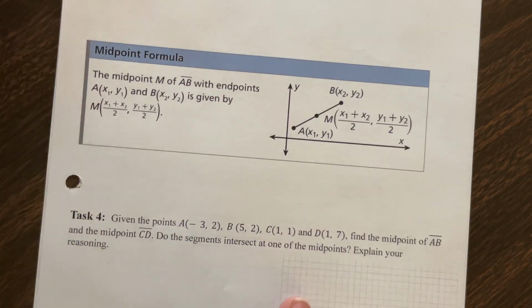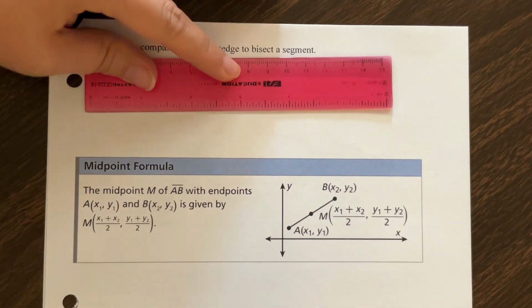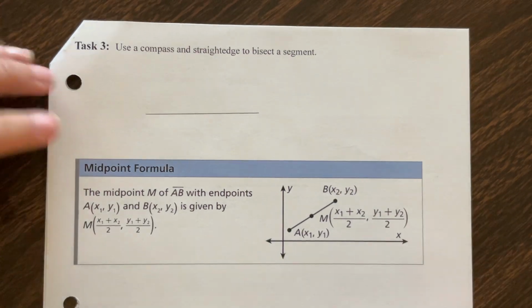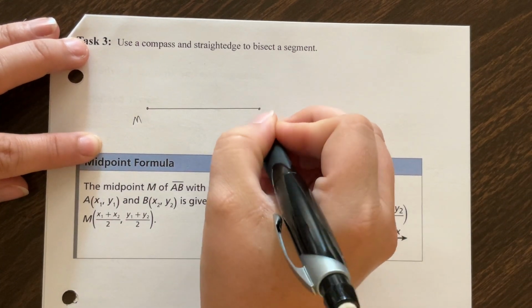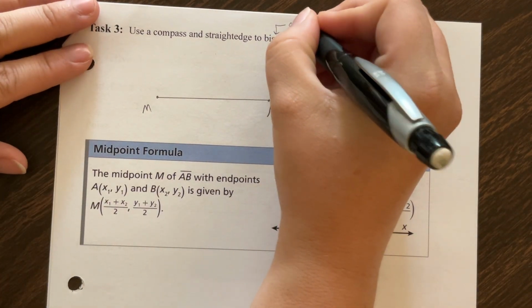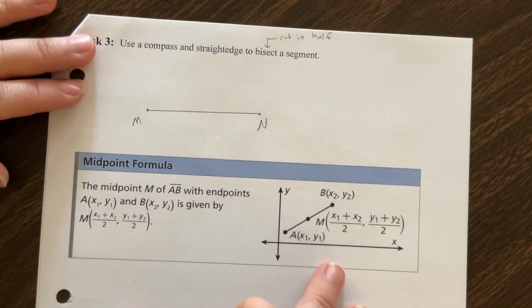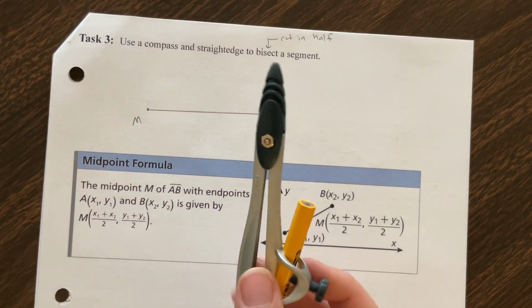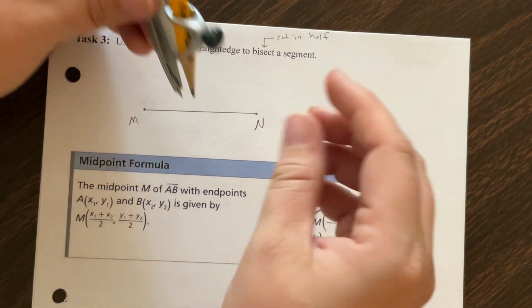All right, so we are actually going to learn another construction. We're going to use a compass and straightedge to bisect a segment. So first we need a segment. I'm just going to go ahead and draw a segment there in the middle of my page using a ruler. Let's call this segment M to N. And we want to bisect it. Bisect, cut in half. Find its midpoint. Okay, so here is the compass way. Again, no measuring. I can't use a ruler to figure out what the midpoint is. No measuring. Construct.